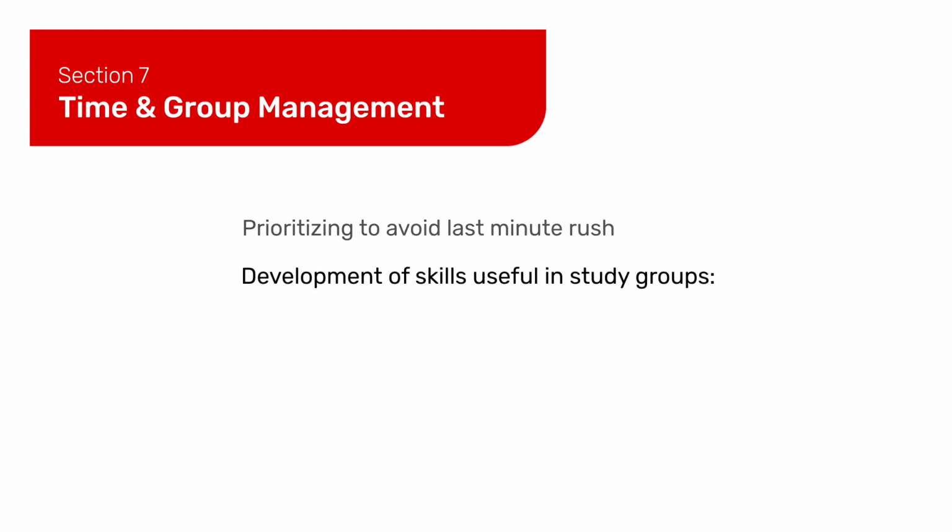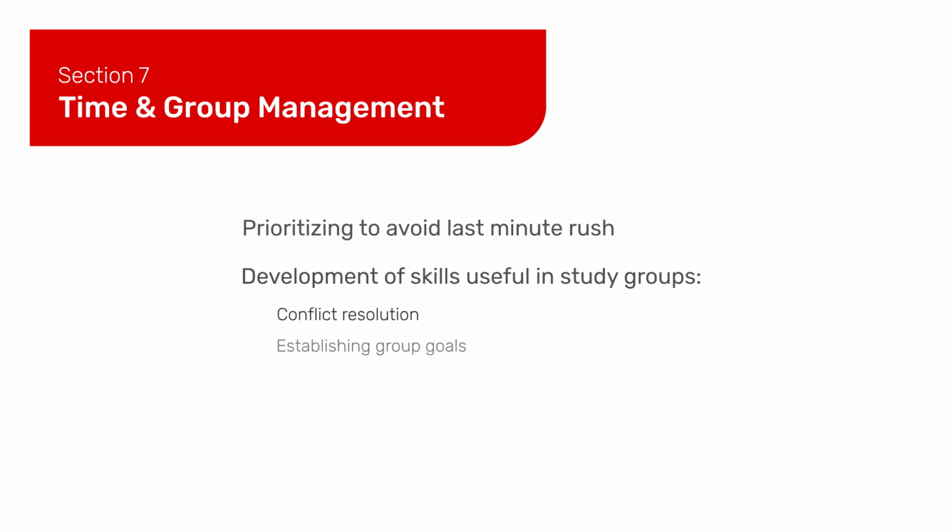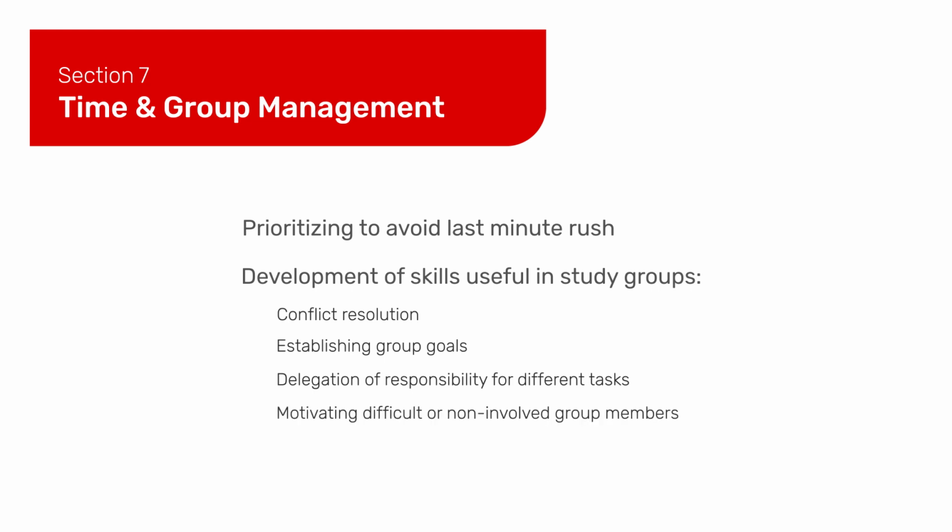Section 7, Time and Group Management, involves prioritizing to avoid last-minute rush, the development of skills useful in study groups, including conflict resolution, establishing group goals, delegation of responsibility for different tasks, motivating difficult or non-involved group members.